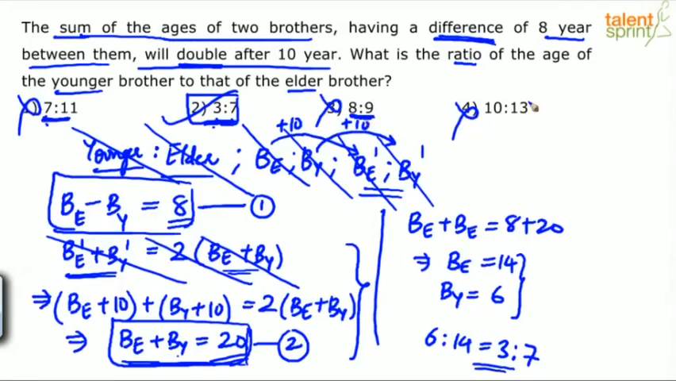Option 4, 10 and 13. What is the difference? 3 parts. You're getting it? We are saying younger brother's age is 10 parts, elder brother's age is 13 parts. So what is the difference in their ages? 3 parts. Is 3 parts a multiple of, or is 3, numerically 3, a multiple of 8 or a submultiple of 8? No. So option 4 gets eliminated.